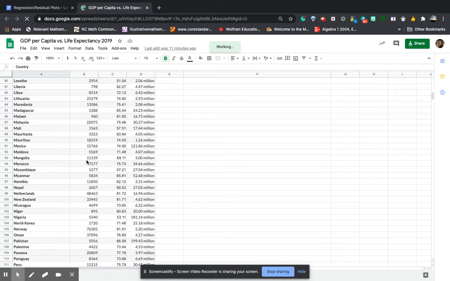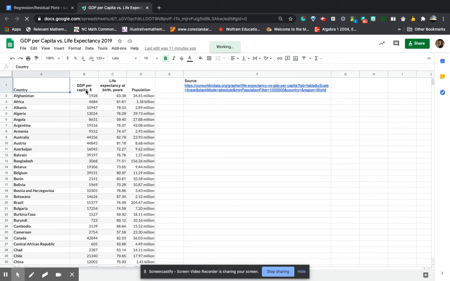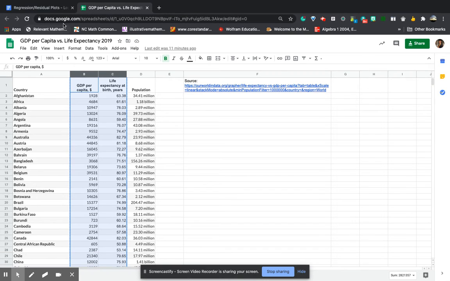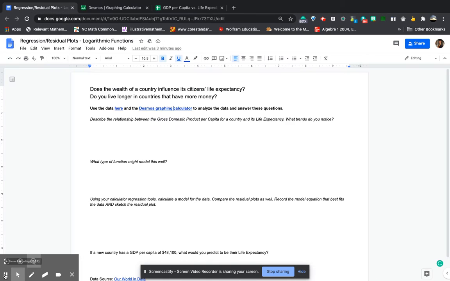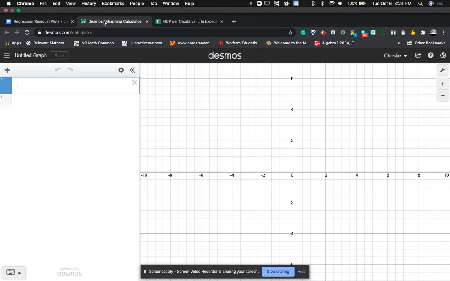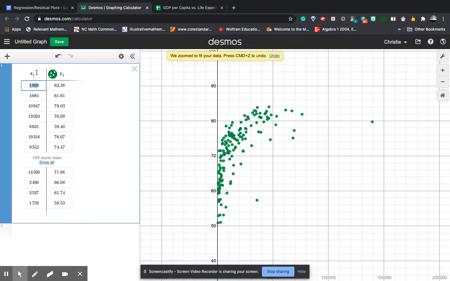What I'm going to do is copy these columns for GDP and life expectancy and paste that into a Desmos graphing calculator. So here in the graphing calculator, I just simply paste and all of the data is pasted for me. Notice there's so many rows that it even condenses it here.